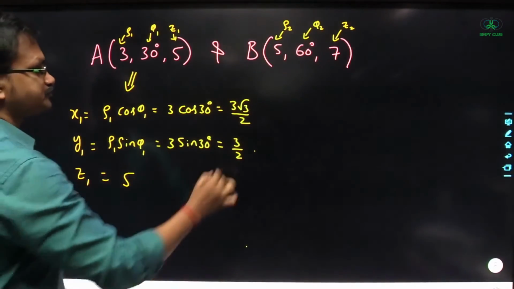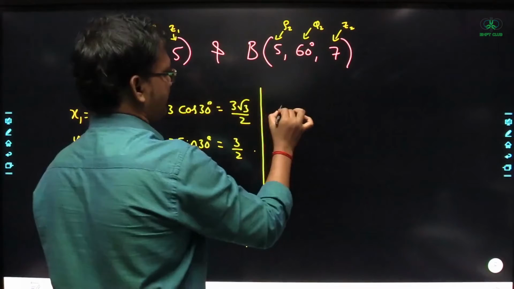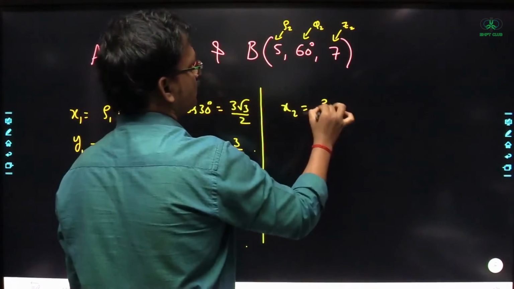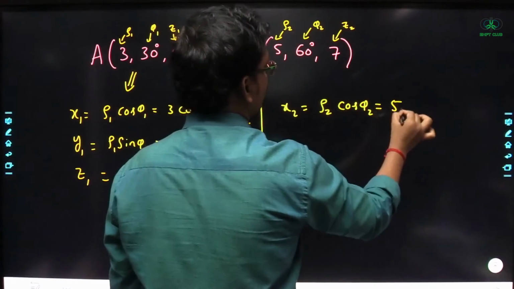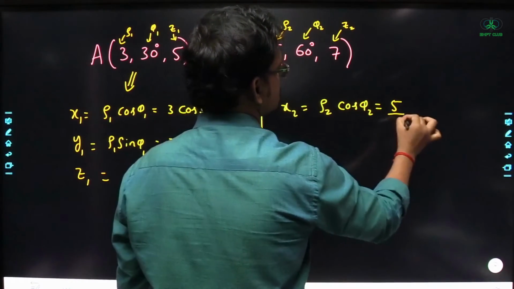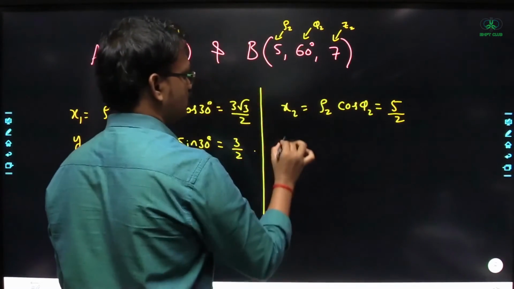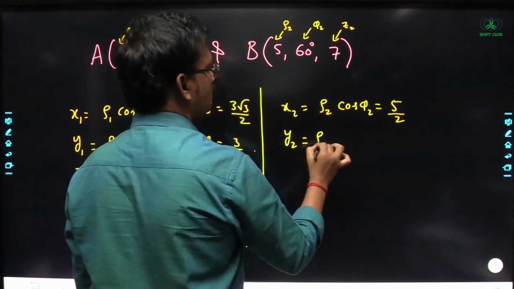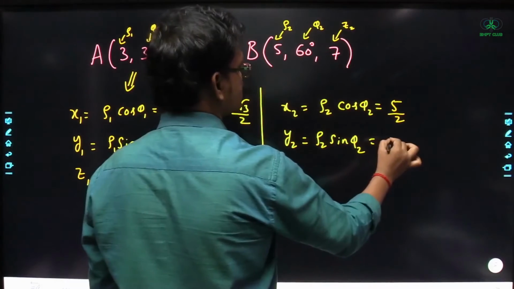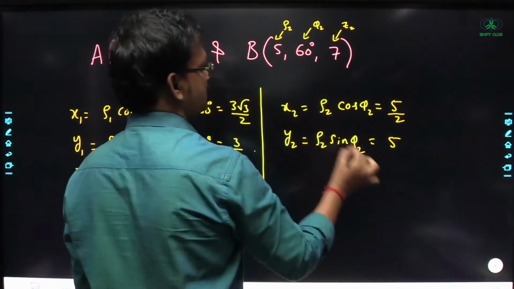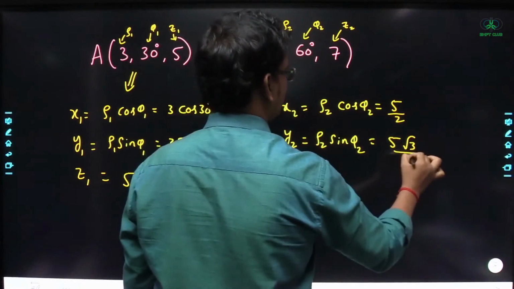Next z1 is equal to 5. Next x2 is equal to rho 2 cos phi 2, which is 5 into cos 60 degrees, and cos 60 is 1 by 2, so 5 by 2. y2 is equal to rho 2 sin phi 2, where rho 2 is 5, and sin 60 degrees is root 3 by 2.